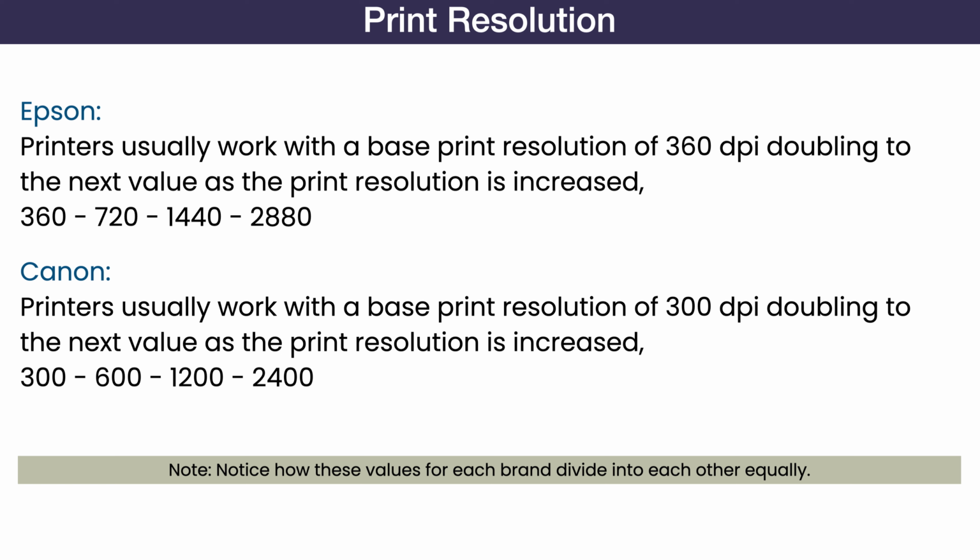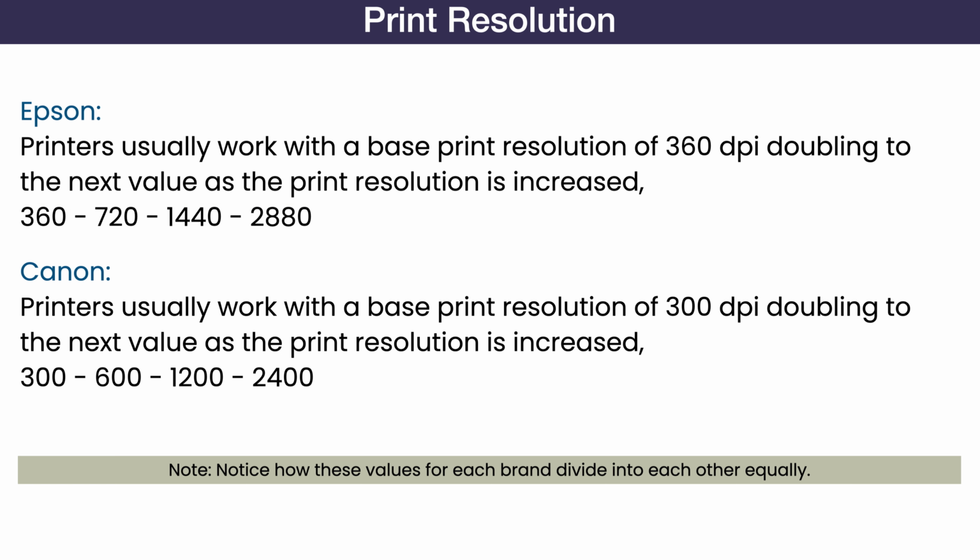So Epson printers usually work with a base print resolution of 360 dots per inch, and each time we double that value to the next value, the print resolution is increased. So we can go from 360 to 720, 720 to 1440, and then 1440 to 2880.